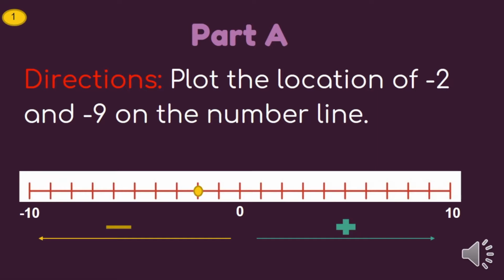-2 is 2 units left of 0. Now let's plot -9. -9 is 9 units to the left of 0. Wow, we have satisfied part A. Now let's look at part B.